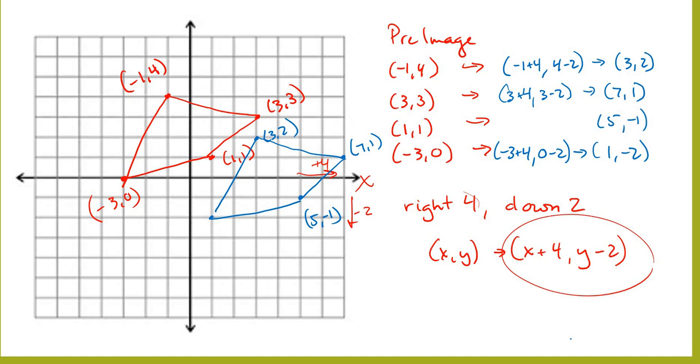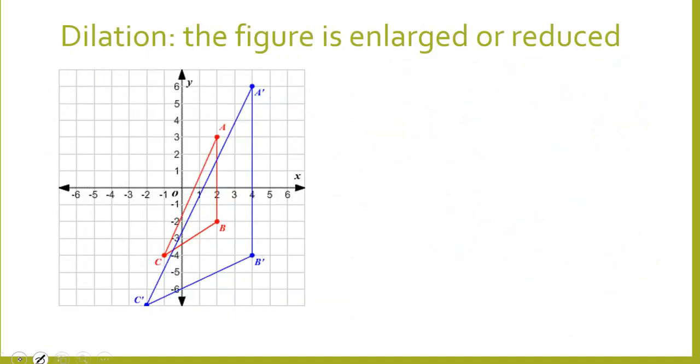All right, let's see if I can do a better job. That was our translation. Next rule, dilation. The figure is enlarged or reduced. You can tell that our pre-image in red has been blown up. It's bigger than it was. It's also a little further away from the origin. So we are blowing it up or enlarging it with respect to the origin.